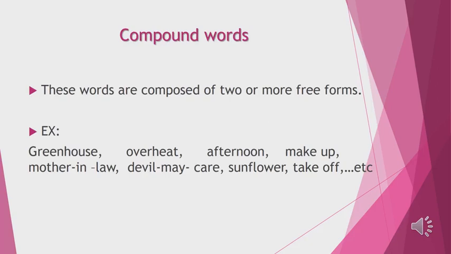The third type is called compound words. Compound words are words that consist of two or more free forms or free morphemes. When we have two or more free morphemes combined together, we call this word a compound word. Greenhouse. Green is a free morpheme. House is also a free morpheme. So when they are combined together, we call this word a compound word. Overheat. Over and heat. Both of them are free morphemes. When they come together, we call this word a compound word.